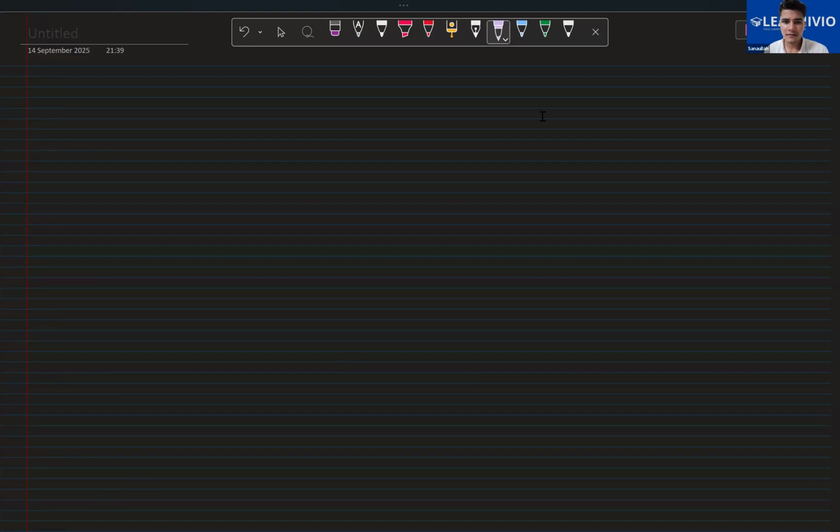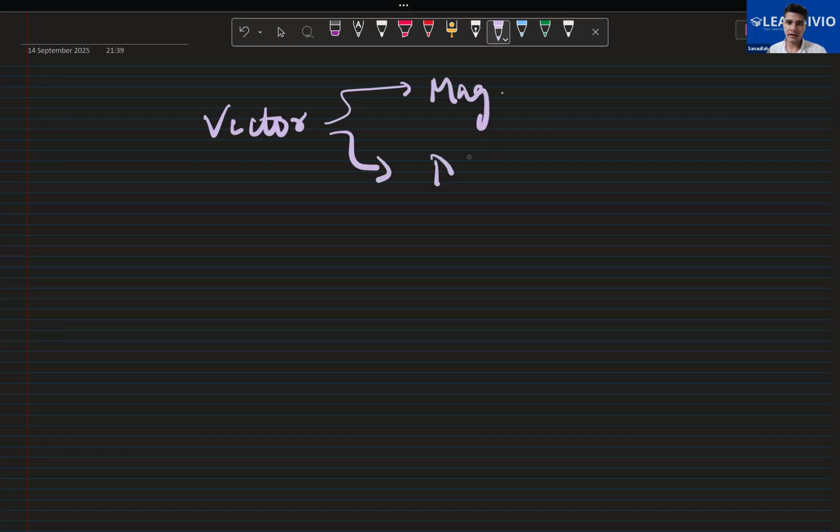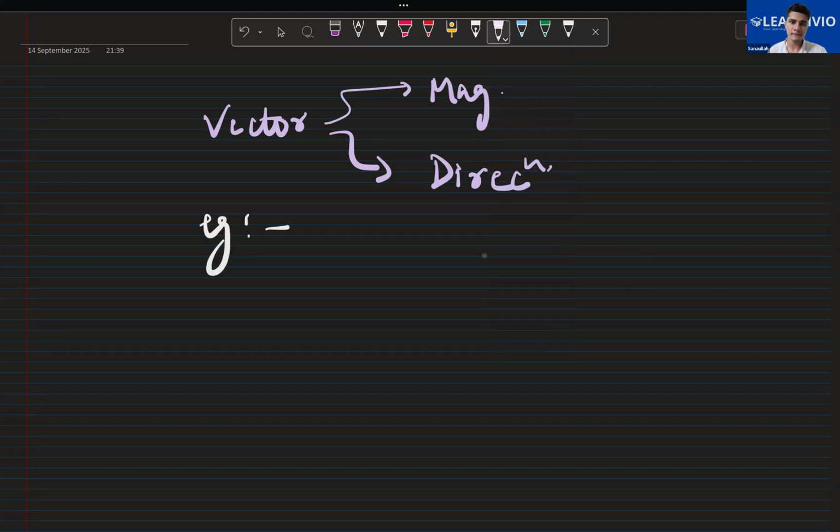Vector quantity is anything that has magnitude and direction. So, vector is something that has a magnitude and a direction, right? So, can you tell me an example of any vector quantity?